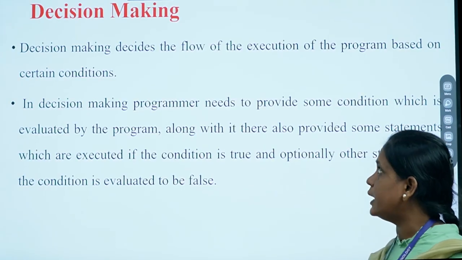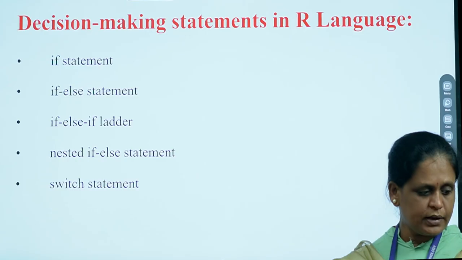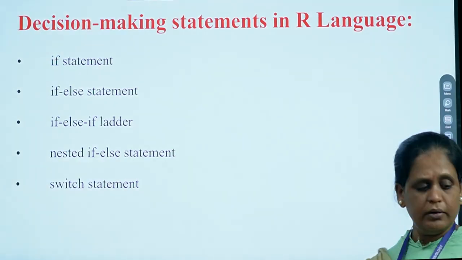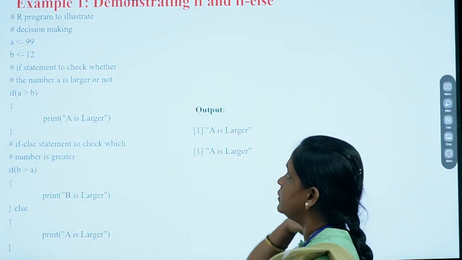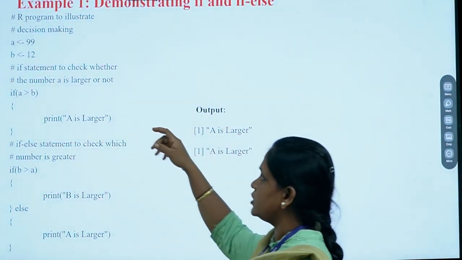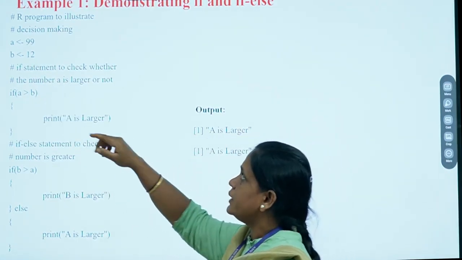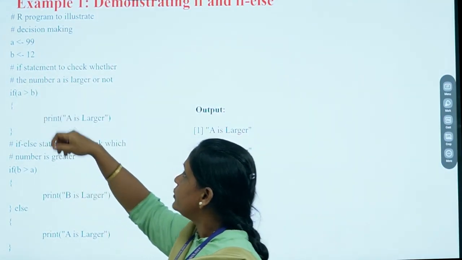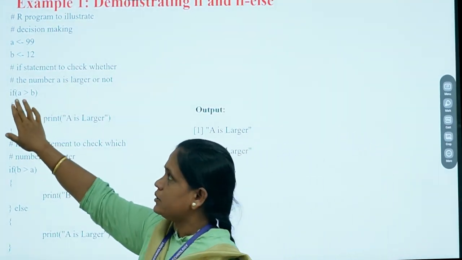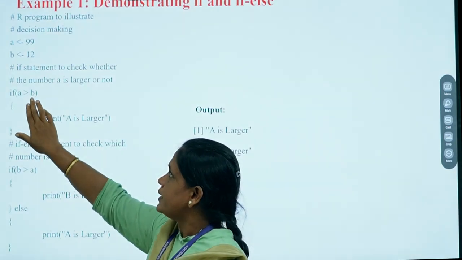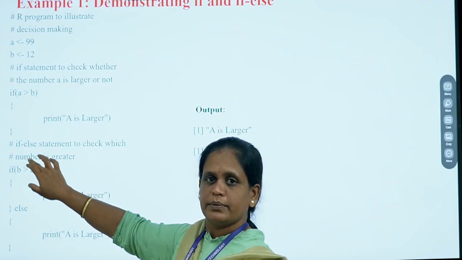Decision making, similar to other languages, we have decision making statements like the if statement, if else, else if ladder, nested if else statement, and the switch statement. This is a simple program to demonstrate simple if and if else conditions. Here we assign two variables, A and B, with the values 99 and 12. We check whether A is greater than B. If it is true, it will execute this. Otherwise, if it is false, it comes out of this block.